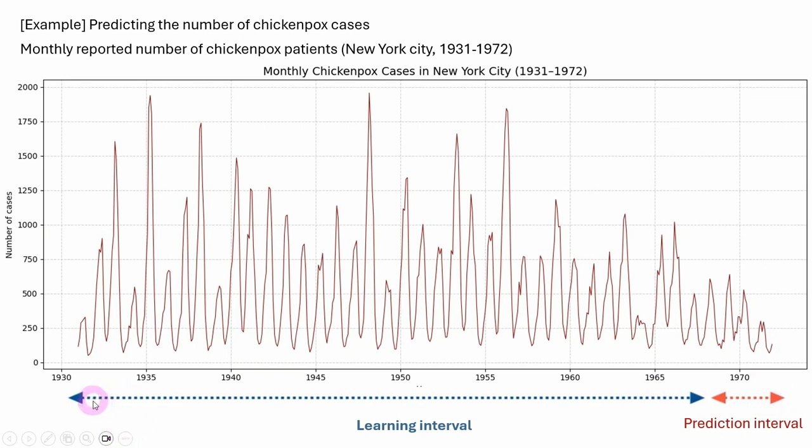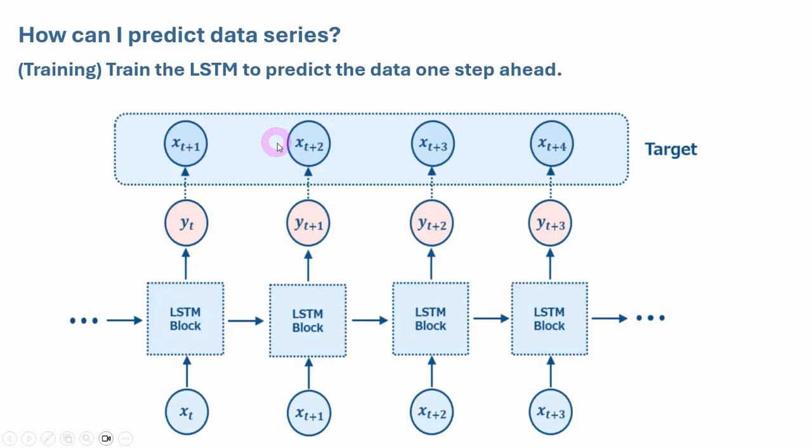Now, when we do machine learning on this kind of series data, we need to split it into a learning interval and a prediction interval. In this case, the first 90% of the data is used for training. The remaining 10% is held out for verification to see how well our model can predict the future. Using the training data, we train an LSTM to predict the next values in the series. That's the basic setup. So, what's the key point here?